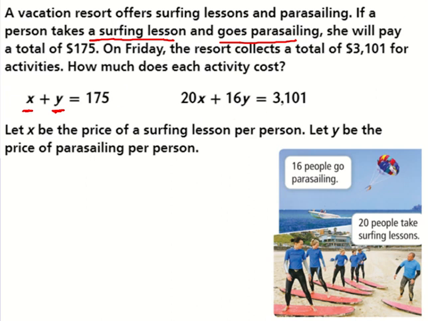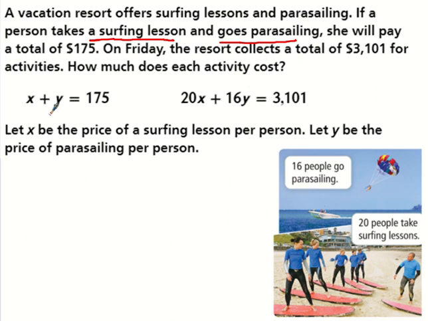Here's the system. Okay, I know if I take one of each activity, it's going to add up to 175. If I do 20 surfing, 16 parasailing, it's going to add up to 3,101. Now, if you notice, the problem with this is I don't have a y equals or an x equals. I don't know what x is. I don't know what y is. I can't make a substitution. But I can solve for one of them.